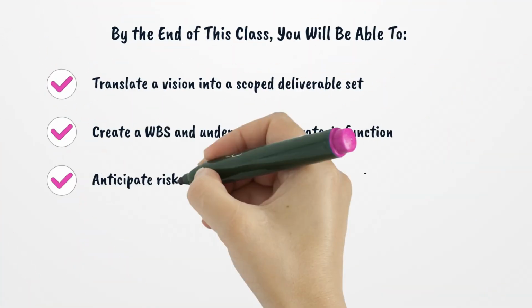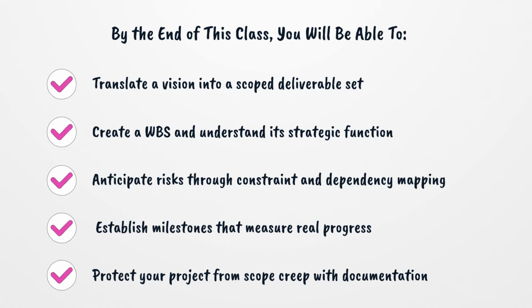By the end of this class, you will be able to translate a vision into a scoped deliverable set. Create a WBS and understand its strategic function. Anticipate risks through constraint and dependency mapping. Establish milestones that measure real progress. Protect your project from scope creep with documentation.